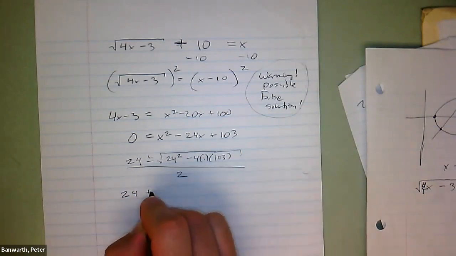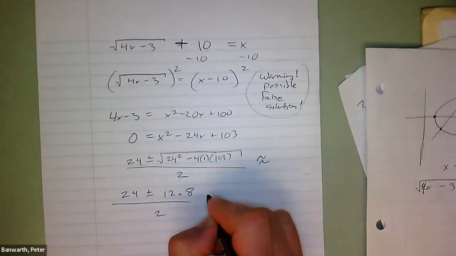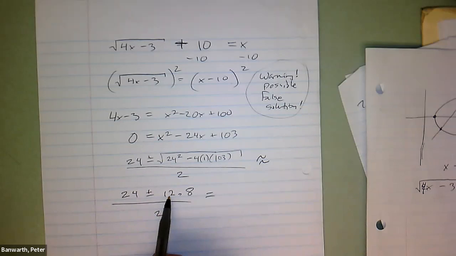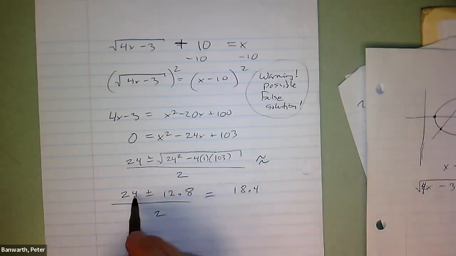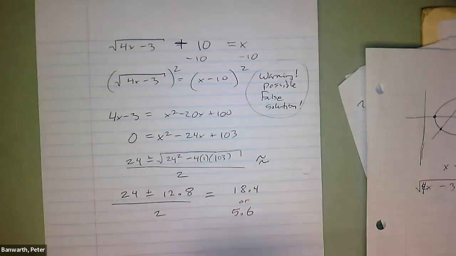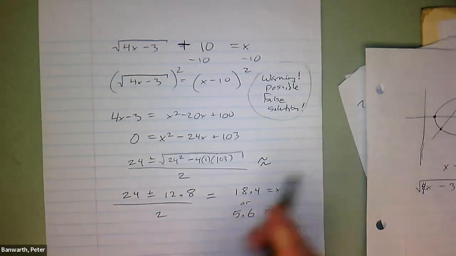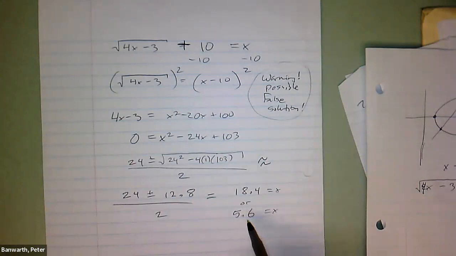So when I did this, I got it was approximately 12.8. So that's divided by 2. And so that's going to be 36.8 over 2, which is 18.4. And if I subtract it, that's going to be 11.2 over 2, which is 5.6. So that's what I think are my two answers that make this true. But I squared it. So warning, possible false solution. I need to check both of these.